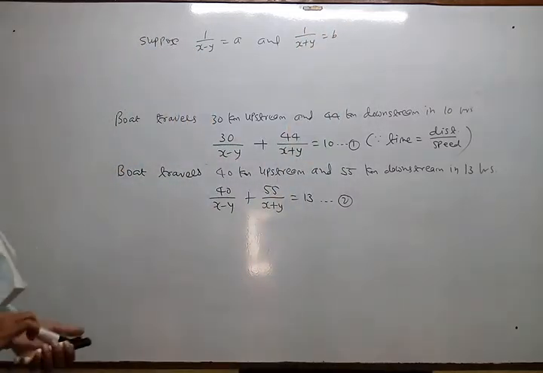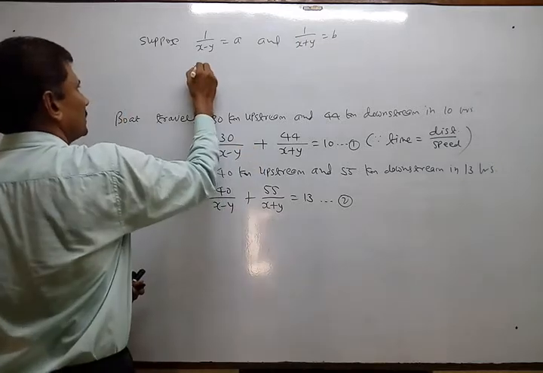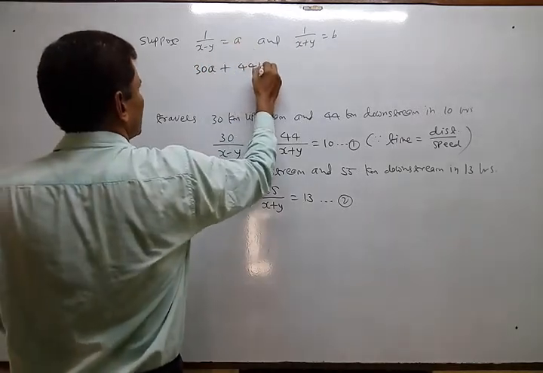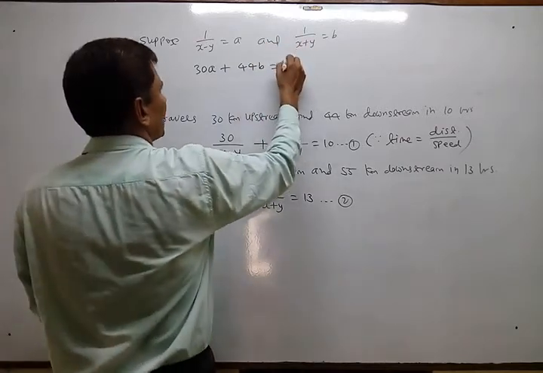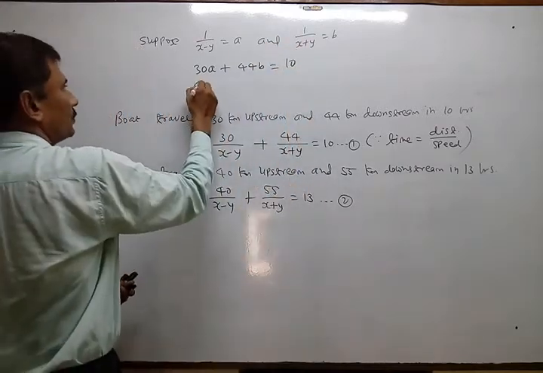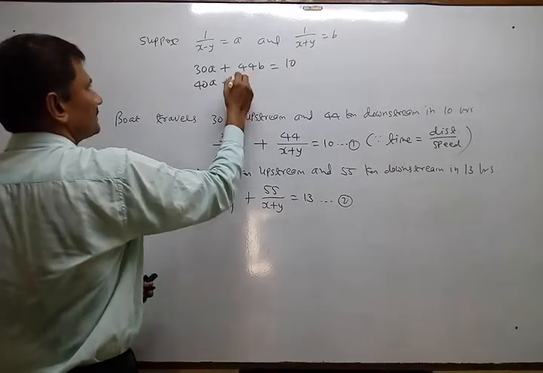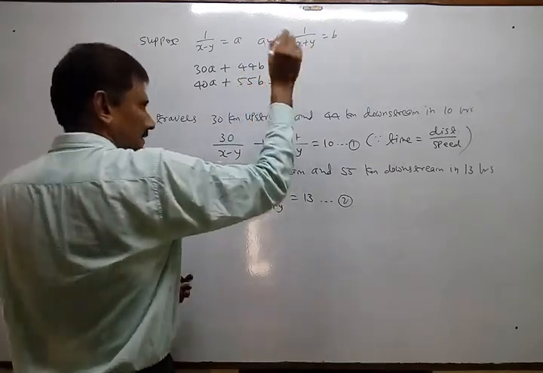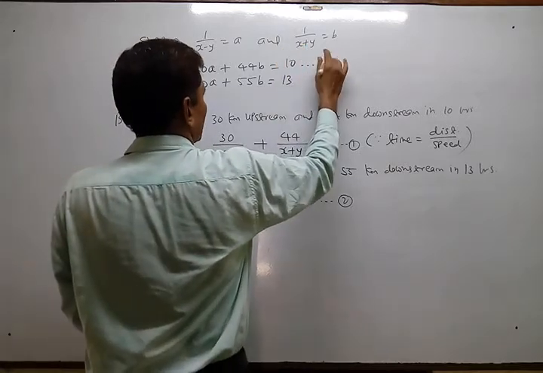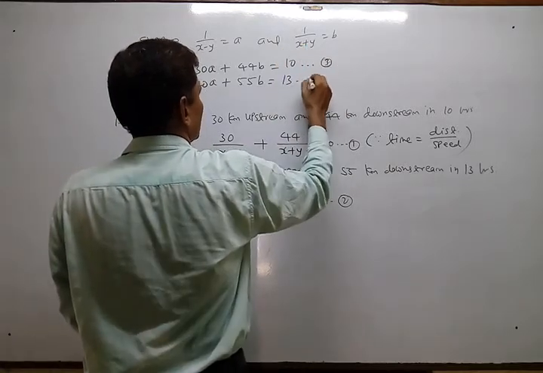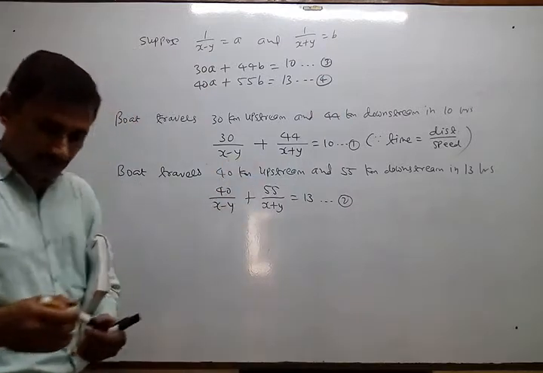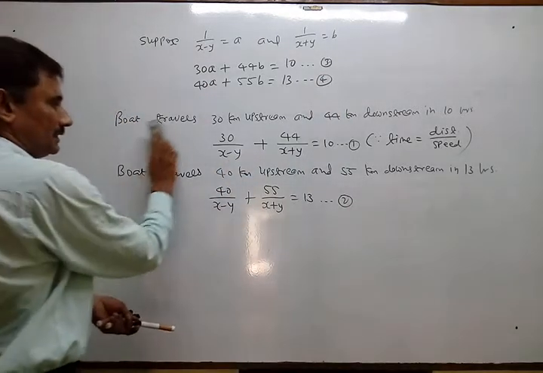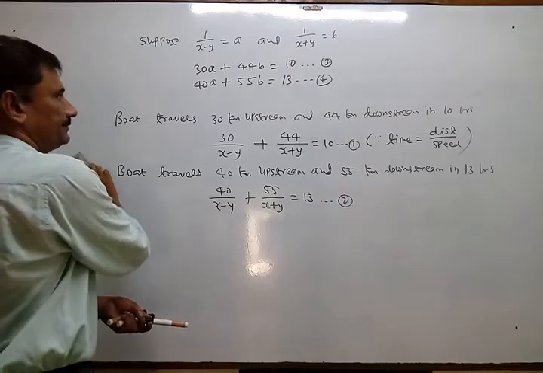Okay, now can I write the first equation? 30A plus 44B equals 10 and 40A plus 55B equals 30. Let these be equation number 3 and 4. No problem, new equations are there.